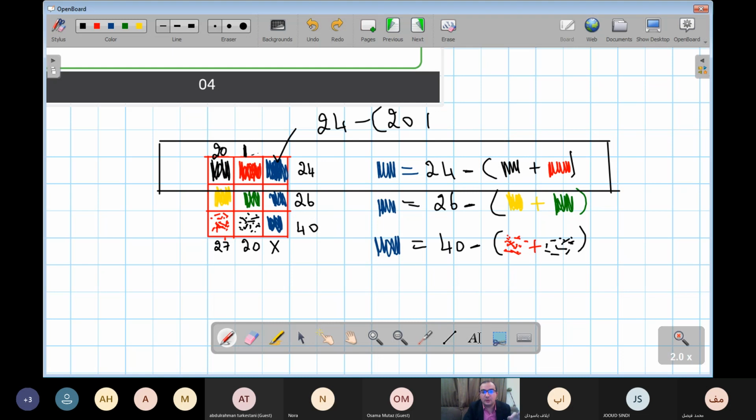Okay, so if we want to find the value of the blue box, we have only to subtract the two other boxes from this number. Okay? Any question about this idea? Ilaf, Jude, Abdul Rahman. I have a question, but I don't think it's about this one. How do we get, okay, so we put our numbers here and solve 24 and 26 and 40. How about 27 and 20? How do you solve that?